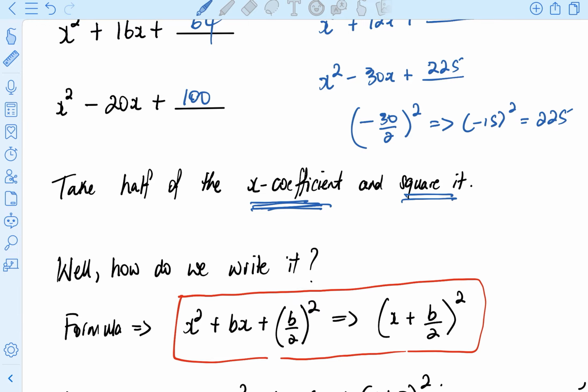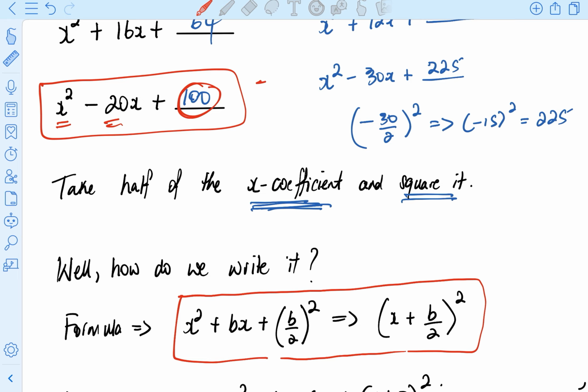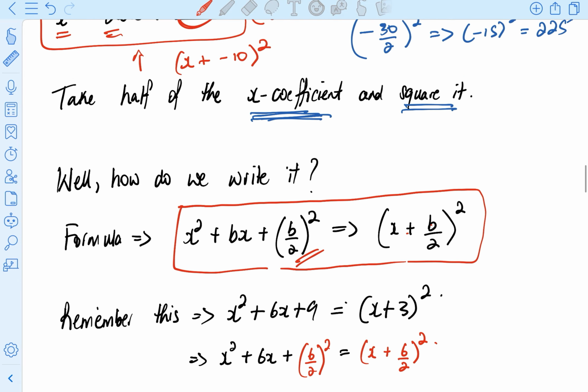Just think about this. X squared plus bx, and then this 100 was negative 20 over 2 all squared. So that's what this formula is saying here. And what is it then equal to? This is also most important here. It's going to be x plus b over 2 all squared. So in this case, this question here is equal to x plus b over 2, which would be negative 10 all squared. But let's look at a few examples first.